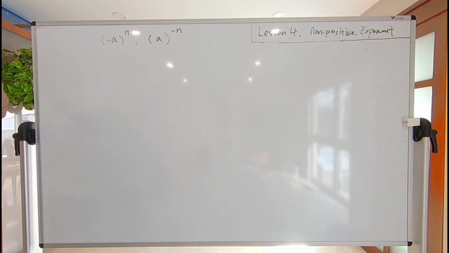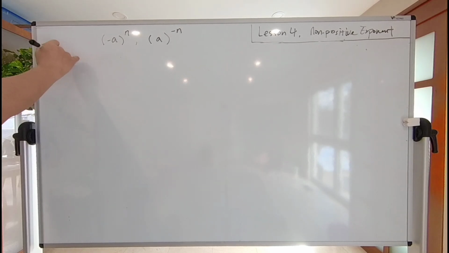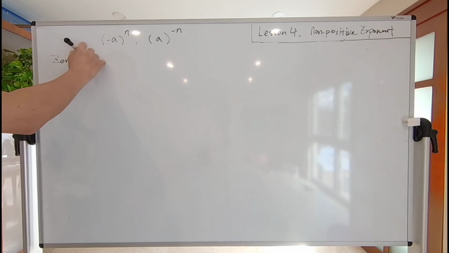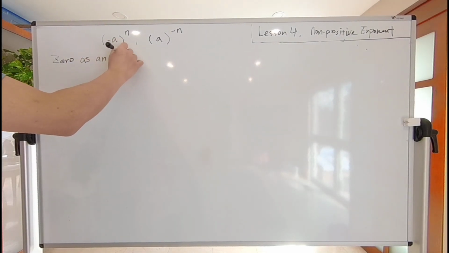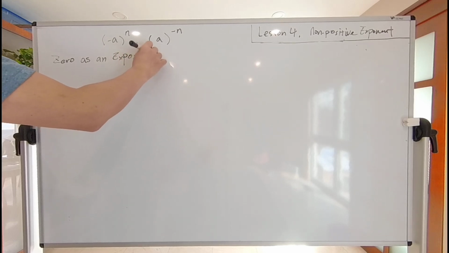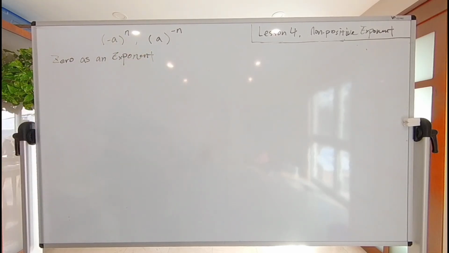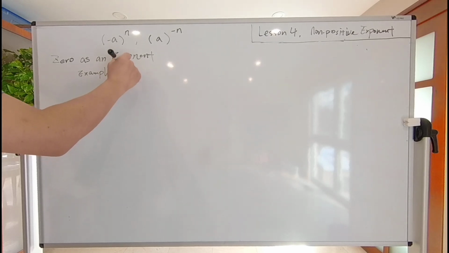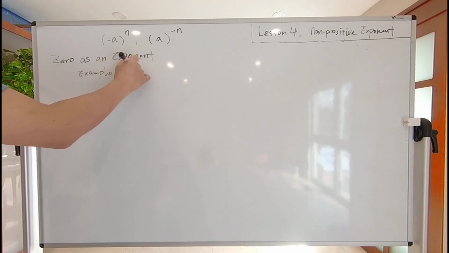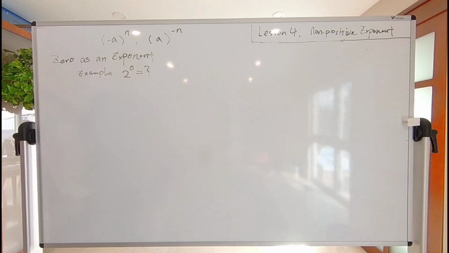First of all, we actually start from the special case, where we not just look at the negative exponents, but let's see the special case of 0. What happens if 0 is the exponent? For example, 2 to the power of 0. What is 2 to the power of 0?